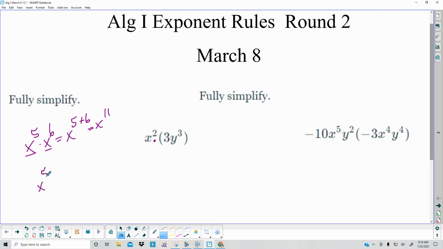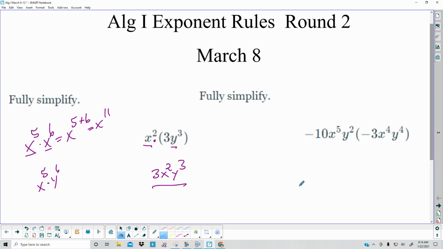So if you have x to the 5th times y to the 6th, there's nothing you can do because the bases aren't the same. That's what's going on here. The bases are different. That's an x, that's a y. I can't touch it. So it just becomes, and usually you write them alphabetical, x squared, y cubed, and you're finished. There's nothing more to do.